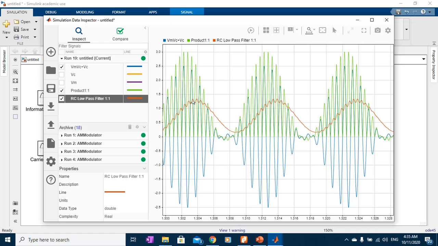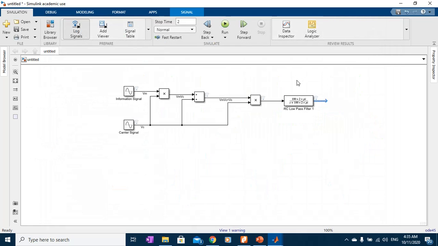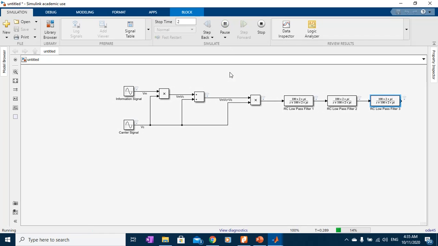But as we can see, the output signal is jagged and not as smooth as the information signal. So we need to further smooth the signal by placing another low pass filter. For this case, I will use up to 3 low pass filters. Then the final output should be equals to the information signal.